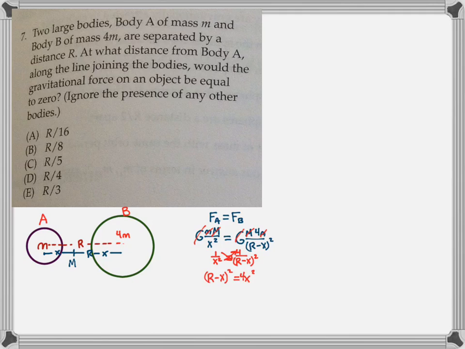We do some cross multiplication. We get (r minus x) squared equals 4x squared. We can square root both sides and get r minus x equals 2x. We solve for it, get r is equal to 3x, and then that means x is equal to r over 3. So the object would have to be 1/3 of the distance between objects A and B from object A, which makes sense. It has to be much, much closer to object A to cancel out the gravity caused by object B. And that's the short mathematical way. You could also use some logic, but that would require a little bit more assumptions. Then we'll move on to number 8.